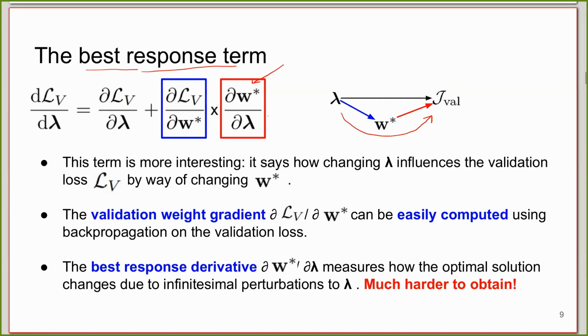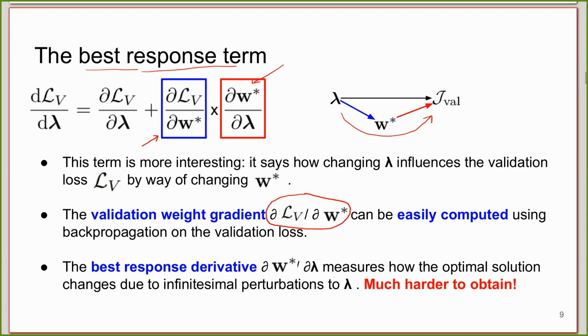We have two terms here, the one in blue, which is just the gradient of the validation loss with respect to the optimal weights. This is actually very easy to obtain. It's the same as what you would do for training your neural network. You just do a backprop on a mini batch of your validation data, and you will get an estimate of this. So this term, the gradient of the validation loss with respect to the optimal weights, is very easy to obtain. Usually, we shouldn't worry much about that.